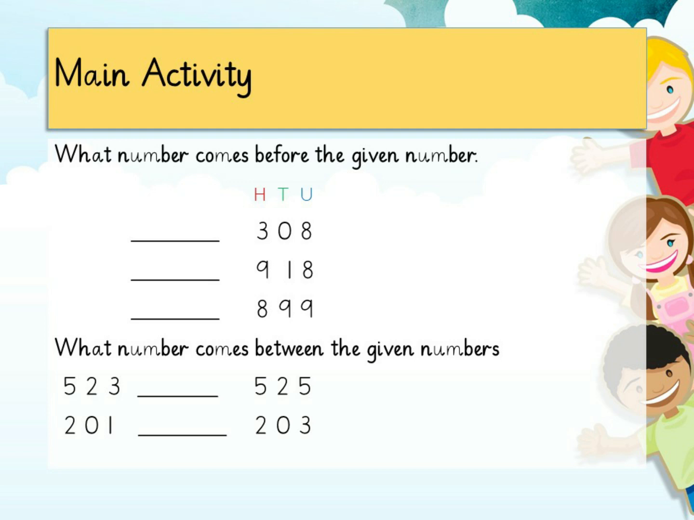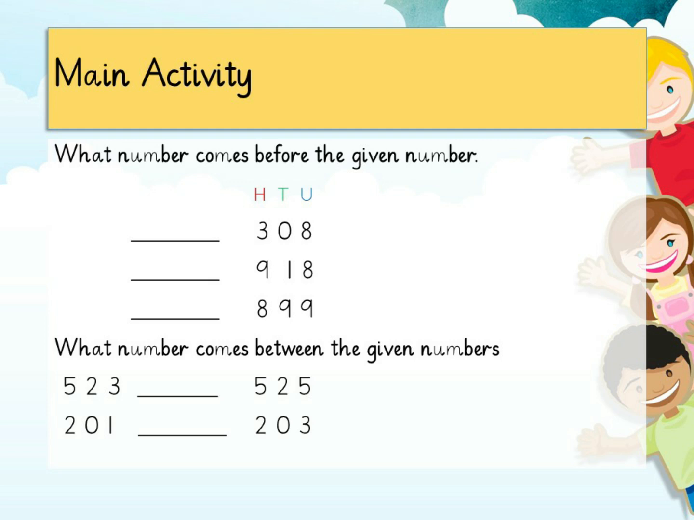308. What comes before 308? Yes, 307. We will subtract 1 at unit place. In the same way, 918 will become, yes, 917. In the same way, 899 will be having 898 before it.